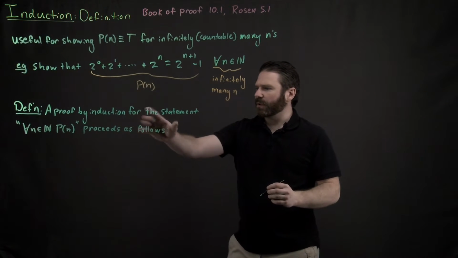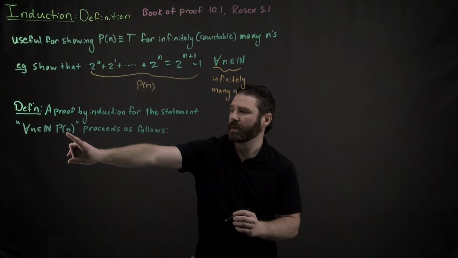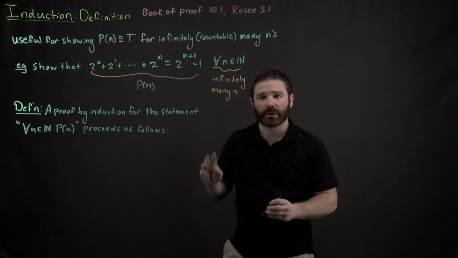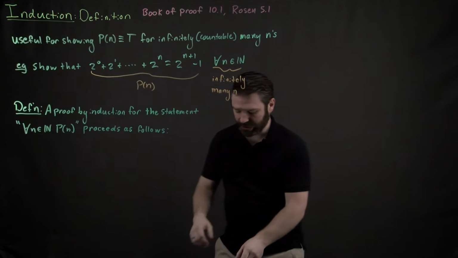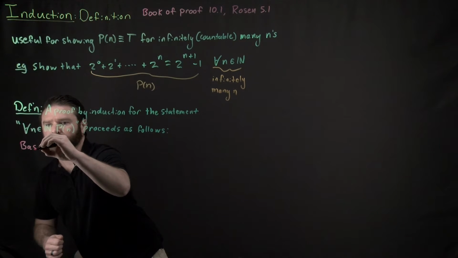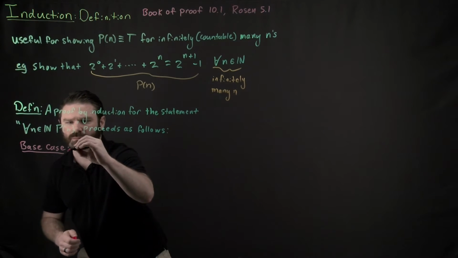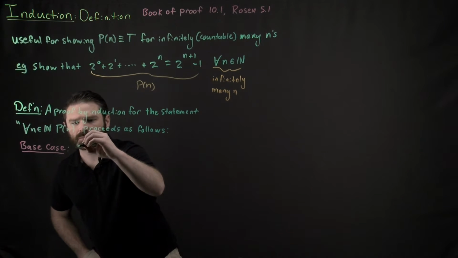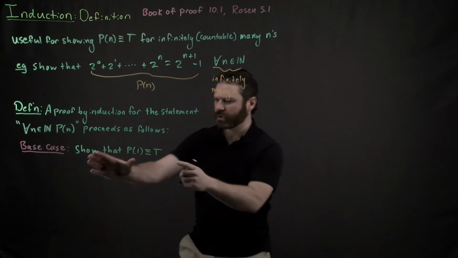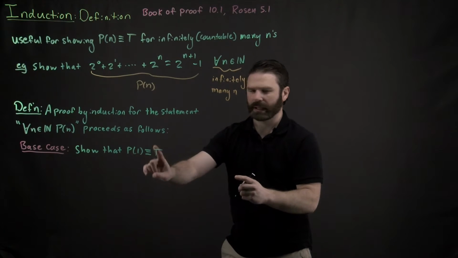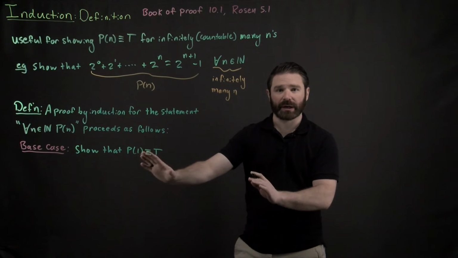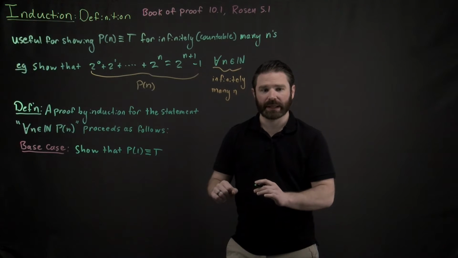So this definition is for statements that look like we want to show this propositional function is true for all n in the natural numbers. And how does this proceed? Well, there are 3 basic steps for a proof by induction. And the very first one is showing that p of 1 is true. And that's called the base case because it's the very first natural number that we're talking about. So it's the base case, show that p of 1 is true.